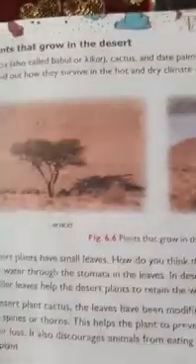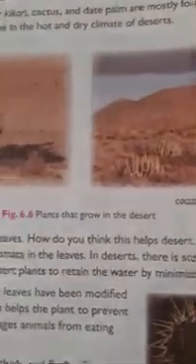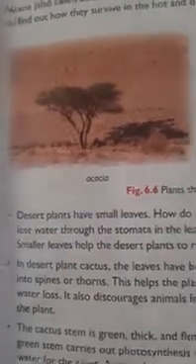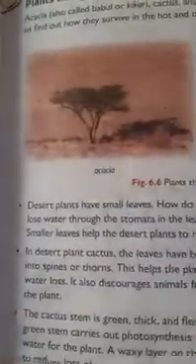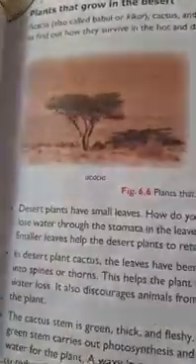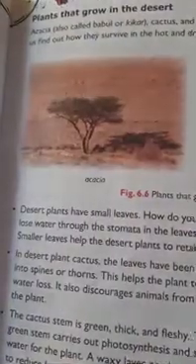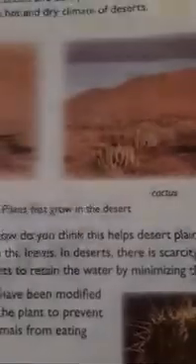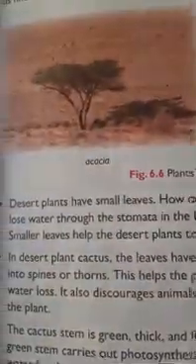Now we will see plants that grow in the desert. See, this is desert area. What is the main feature of desert area? It won't get sufficient rainfall. It gets very little rainfall or no rainfall. There will be scanty rainfall. No rainfall means there is no possibility of greenery or growing dense forest. That's why these deserts are arid, dry and hot.